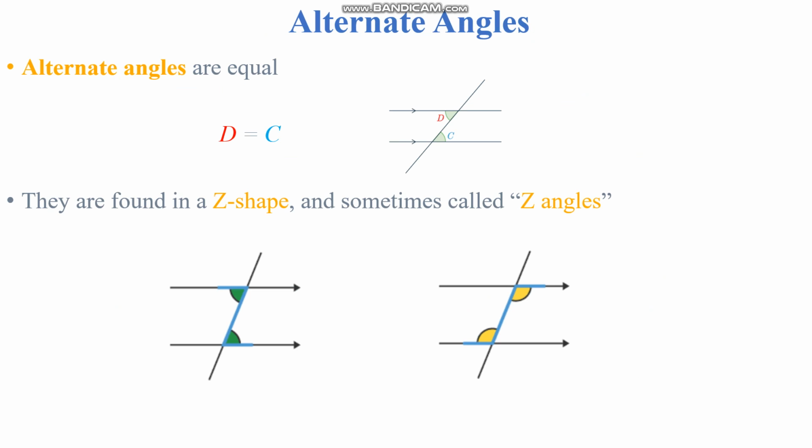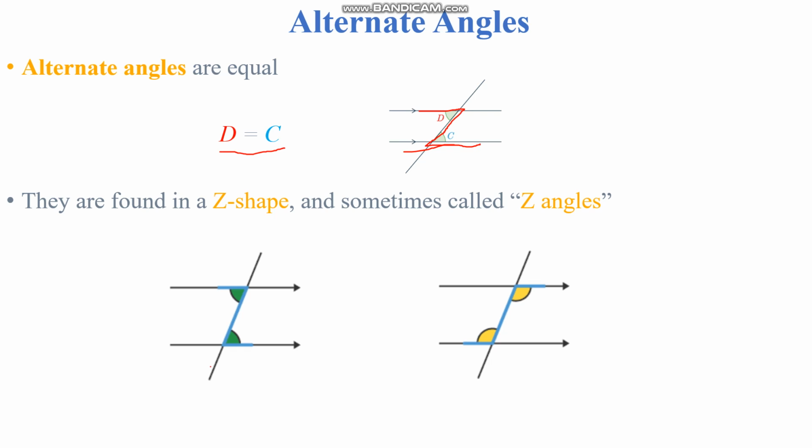The next set of angles that we're going to look at are alternate angles. So again, if you were to look at this diagram, the angles D and C are what form the alternate angles, and you should also note that alternate angles are equal. So they are sometimes called Z angles. Why? Because if you look at them, they kind of form a Z shape here. So that's why they are called Z angles.